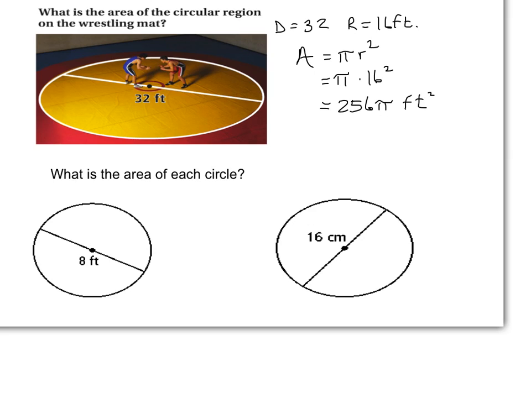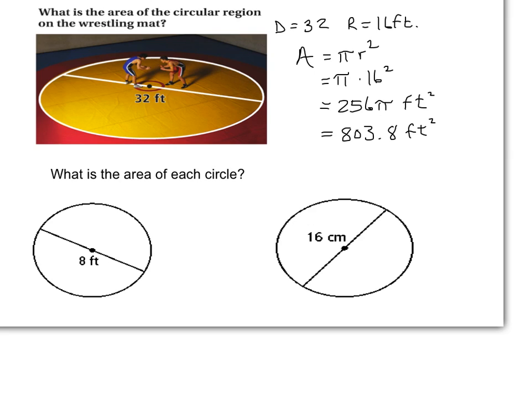Now, that's if they want you to leave your answer in terms of pi. If I were to leave my answer rounded to the nearest tenth in terms of a decimal, I'd take 256 times pi on my calculator. I would get 803.8, in this case, feet squared. So again, you have to be prepared to do it with both ways.